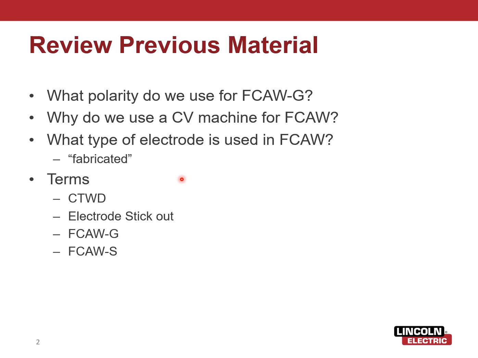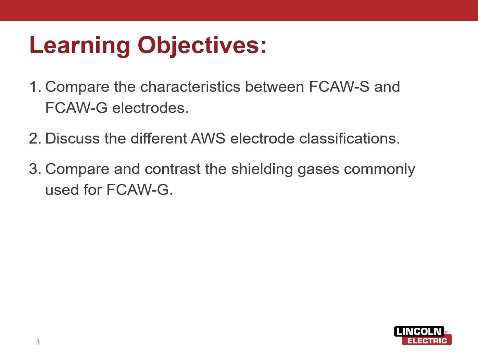And then some terms we should be very familiar with at this point are CTWD, your electrode stick out, and then the two acronyms that we're going to be dealing with, gas shielded and self shielded. All right, so let's get into it. So we'll be going over the different characteristics between self-shielded and gas-shielded electrodes, the different AWS classifications for them, and compare and contrast the shielding gases commonly used for flux core arc welding gas shielded, which is pretty easy.